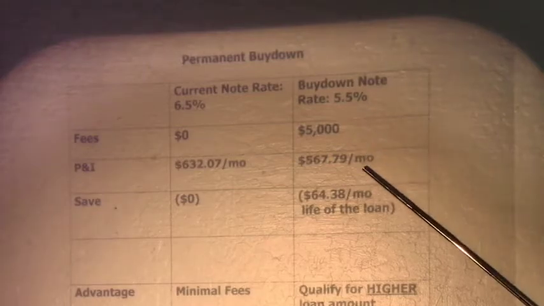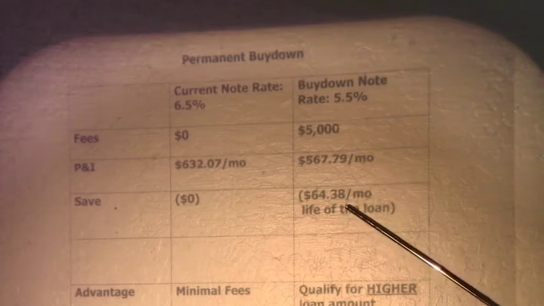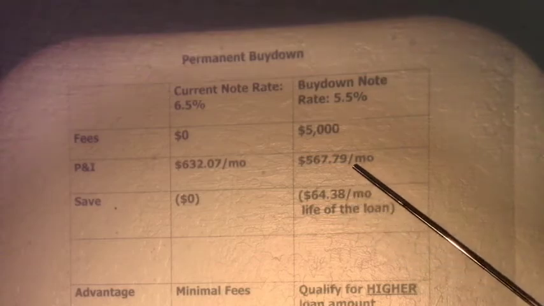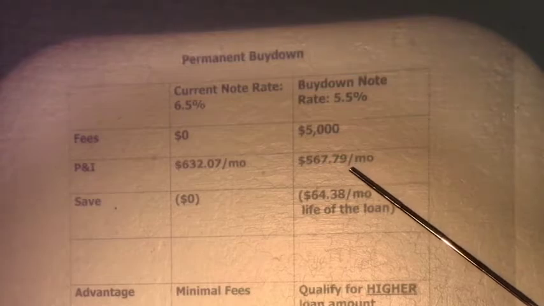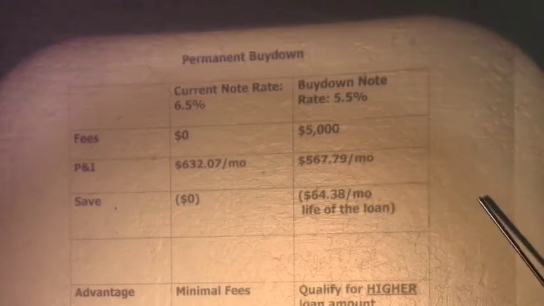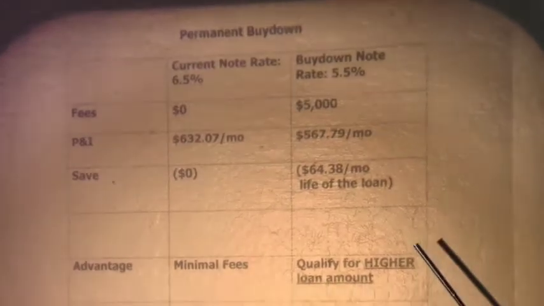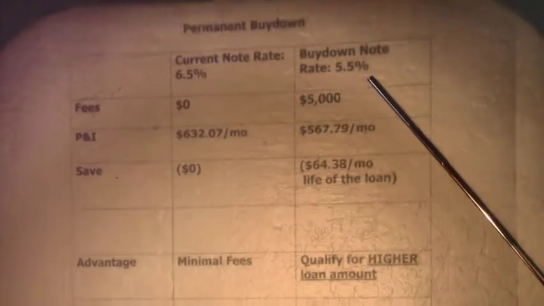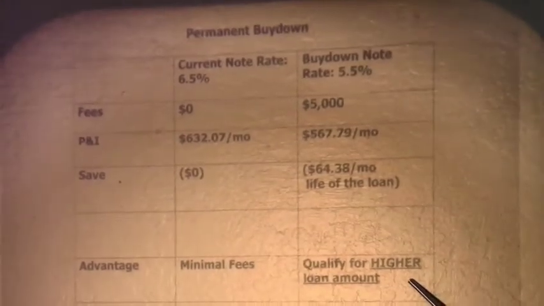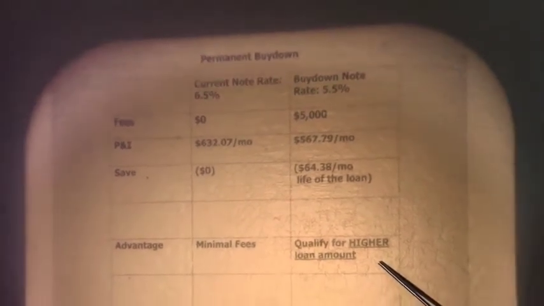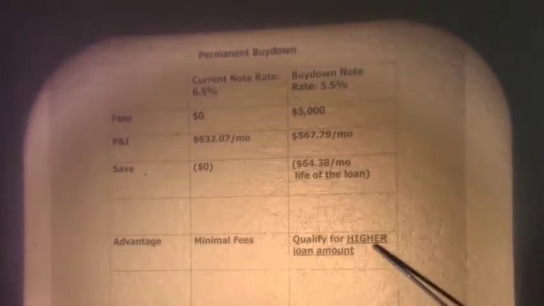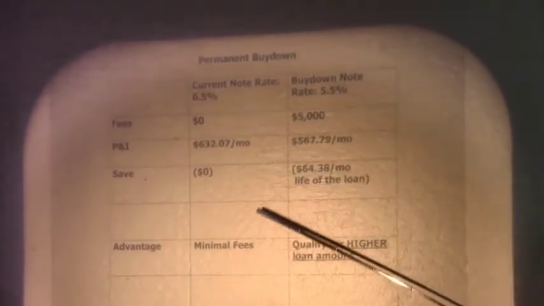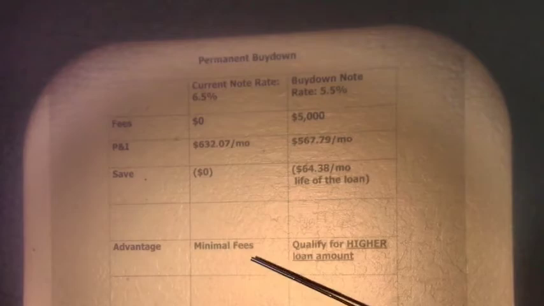But I save quite a lot. How much do I save? $64. So my monthly mortgage payment is a little bit less. Now, the advantage to this is that the lower your interest rate, the higher the loan amount you qualify for. The higher the interest rate, the lower the loan amount you qualify for.